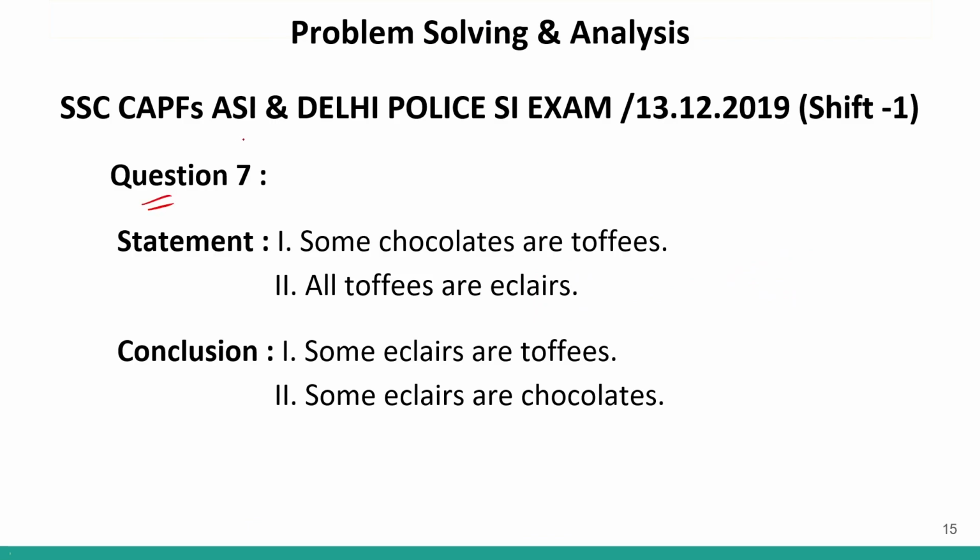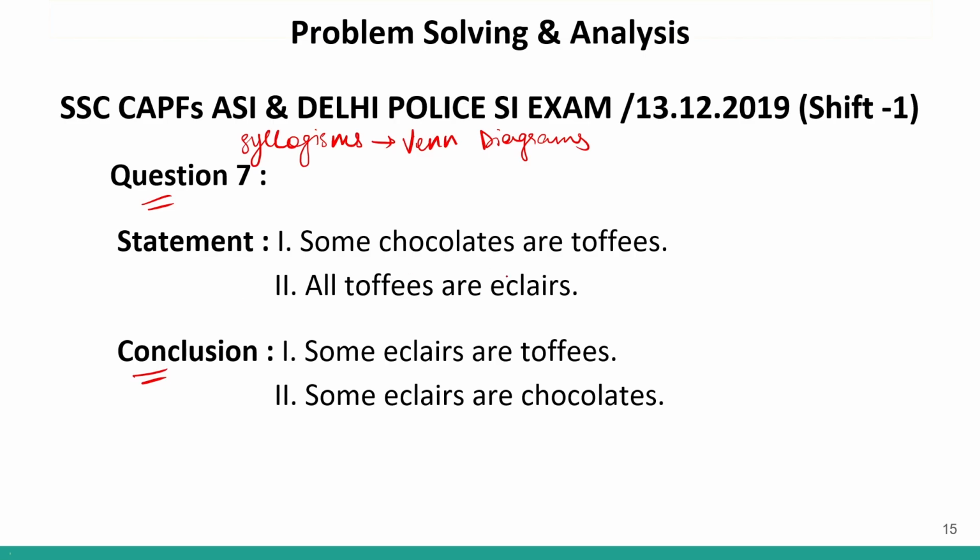Question number 7. Question of syllogisms. So, syllogisms we have already discussed. We use Venn diagrams to solve syllogisms. Now, some chocolates are toffees, all toffees are eclairs. And these are the conclusions, and we have to find out which of the 2 conclusions are true.